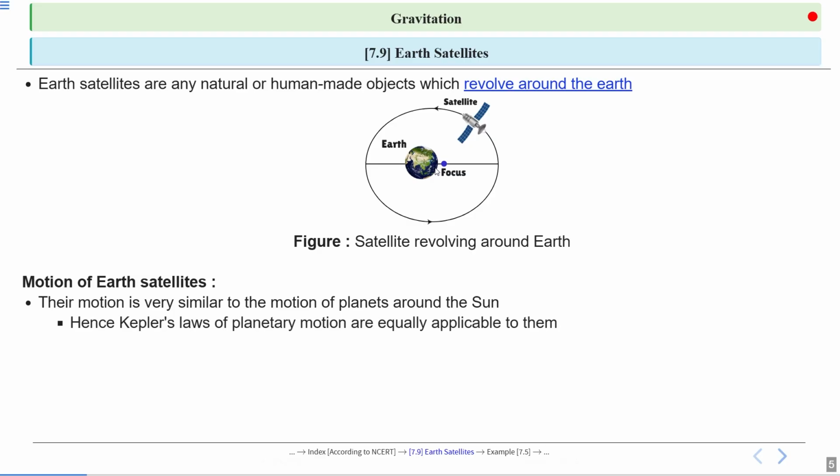So, focus on Kepler's law of planetary motion. These laws are not just limited to planets, they also apply to satellites orbiting Earth. This means that the same rules governing the orbits of planets around the sun can be used to describe the paths of satellites around Earth.